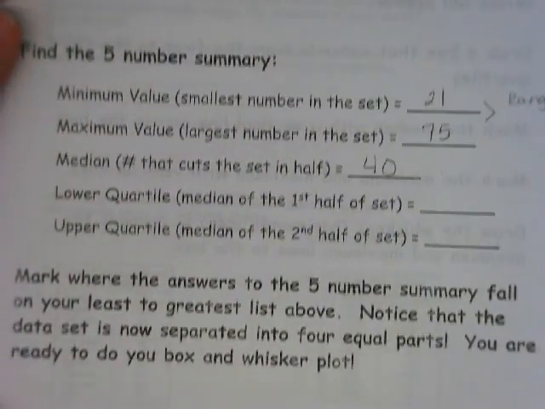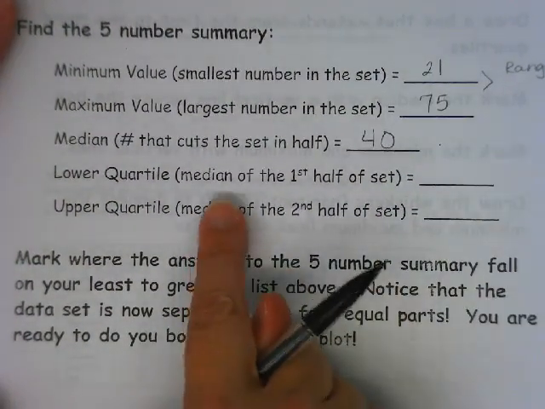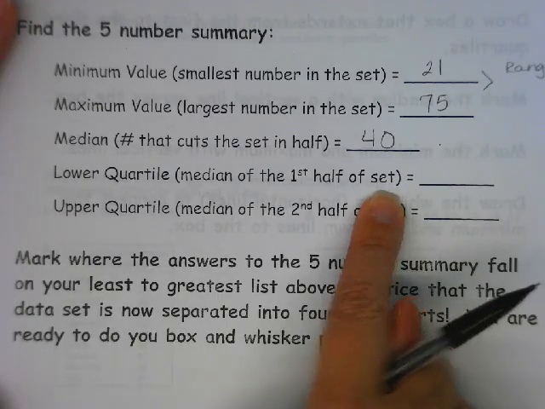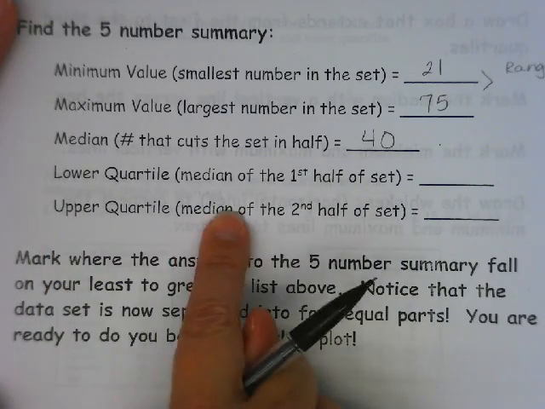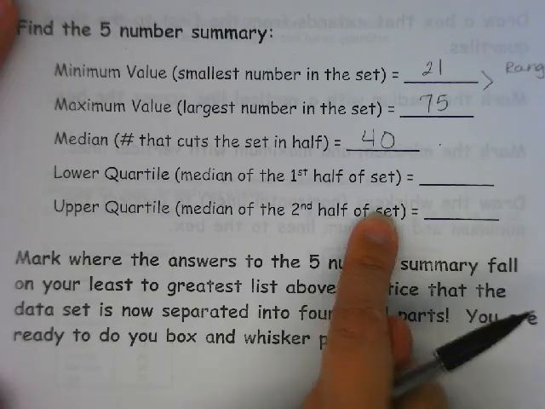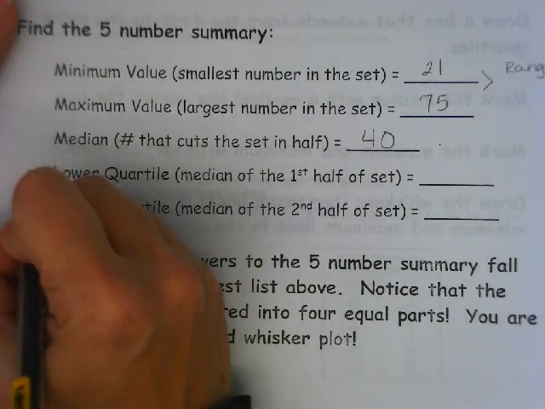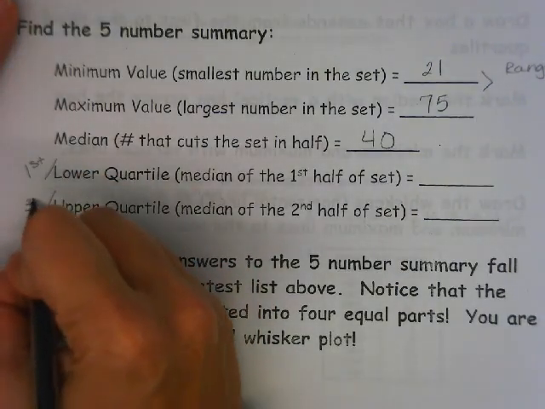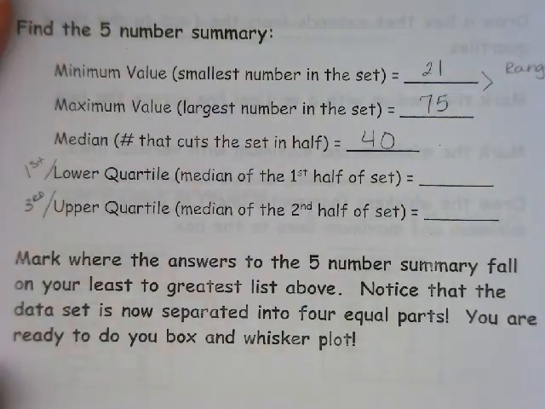So this lower quartile is the median or the middle of the first half of the data, and the upper quartile the median of the second half of the data. Now, this is also called the first quartile or the lower quartile, and this is called the third or the upper quartile.